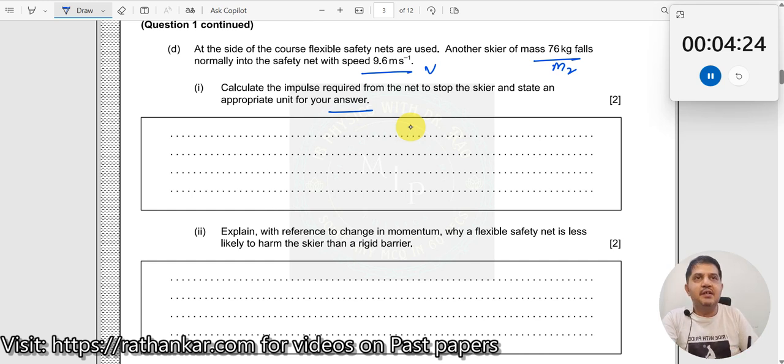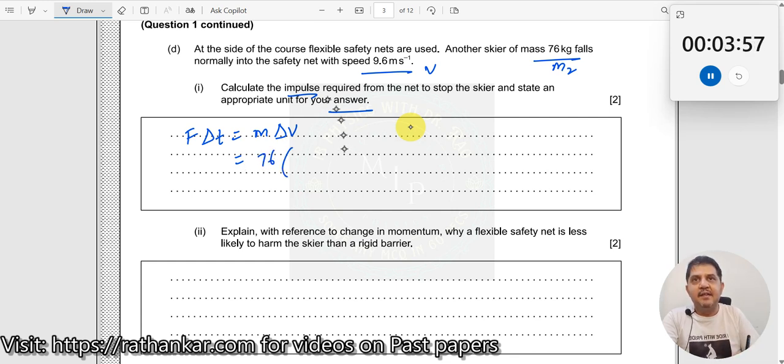So what do you do here? The mass is given over here, 76, and he falls with this speed. Now what is being asked? What is being asked is impulse. What is impulse? Impulse is F delta t, which should also be equal to M delta V, right? Because delta V by delta t is A, M into delta V by delta t is force. So now we want to get this value here. What is mass here? Mass is 76 kg. And what is delta V?